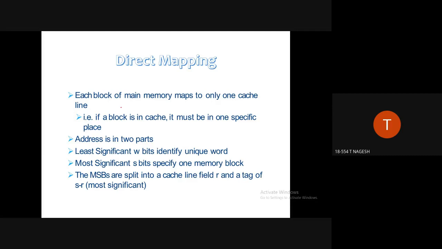Direct mapping means it will map each and every block of the main memory into only one possible line of the cache. Your main memory is divided into several blocks. Consider this as your main memory. It is divided into several blocks, which might be any number depending upon the size of the main memory. Each of these is called a block.